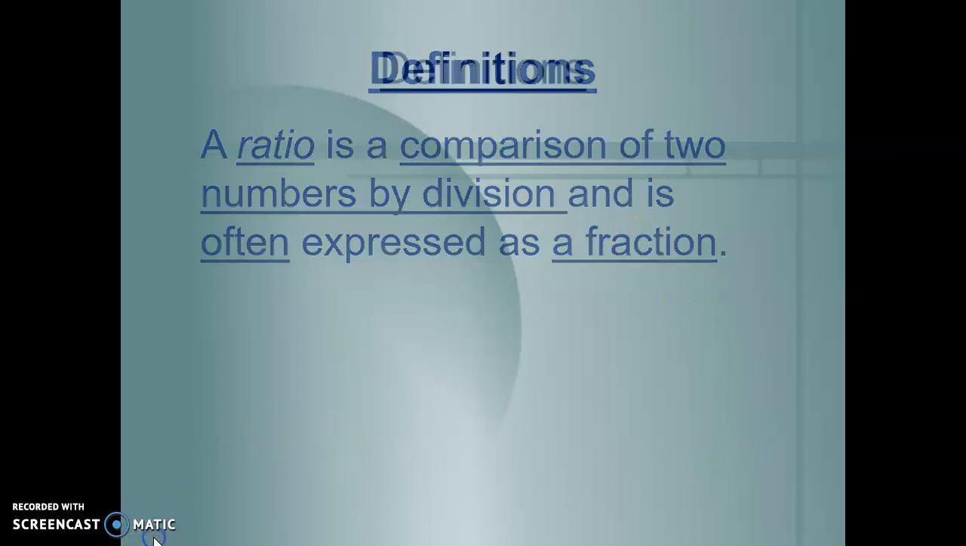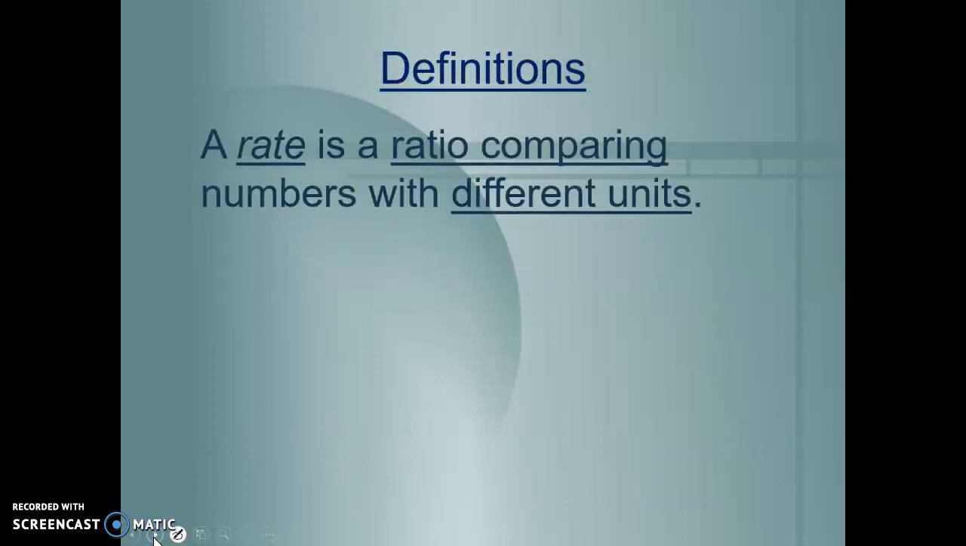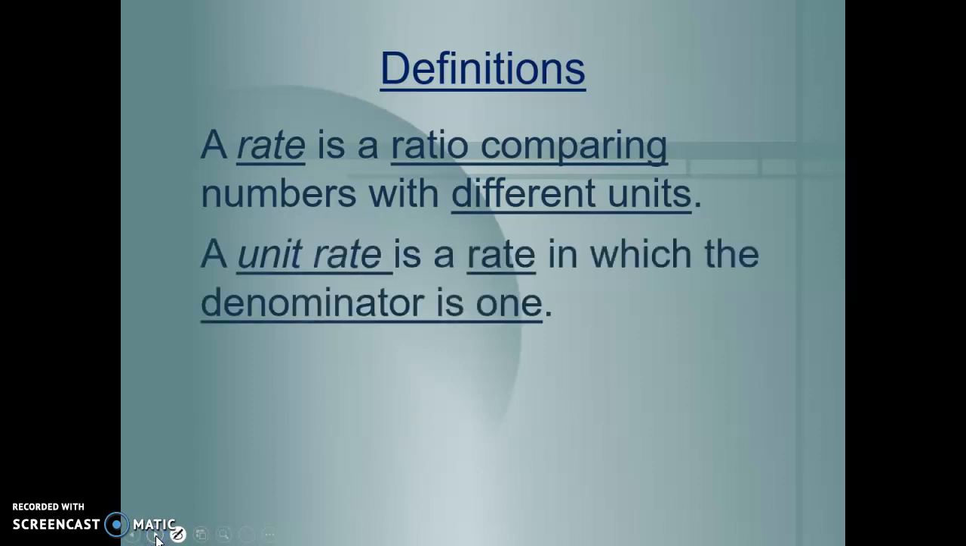We use ratios a lot, and we're going to see some of those examples today. But really quickly, let's go over two other definitions. A rate is a special type of ratio comparing numbers with different units. You've been dealing with rates and ratios for many years now, even if you didn't quite know the terminology. Again, we'll go over some examples here in just a minute. A unit rate is a rate in which the denominator is 1.